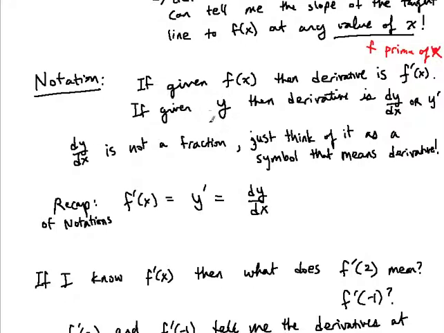Now sometimes we're given the expression in terms of y, so sometimes I'll have something like y equals 2x squared, and then I have to find the derivative of this. When I'm given it in terms of y, I usually write y prime as my derivative, or I write dy dx as my derivative. Just be aware of that. It all means the same thing. f prime of x is the same as y prime is the same as dy dx. So that's a summary of the different notations that you'll be seeing when we talk about derivatives.